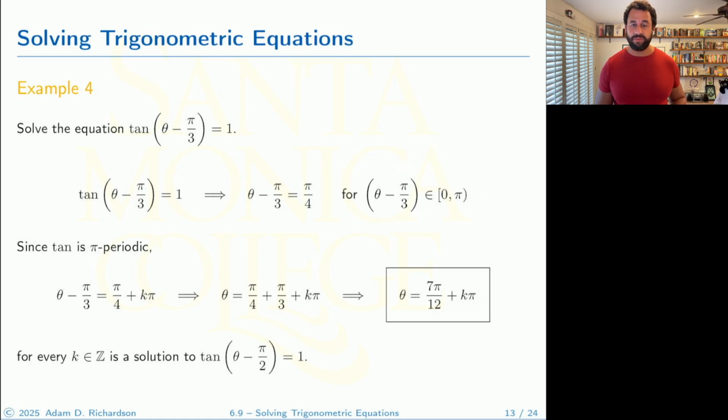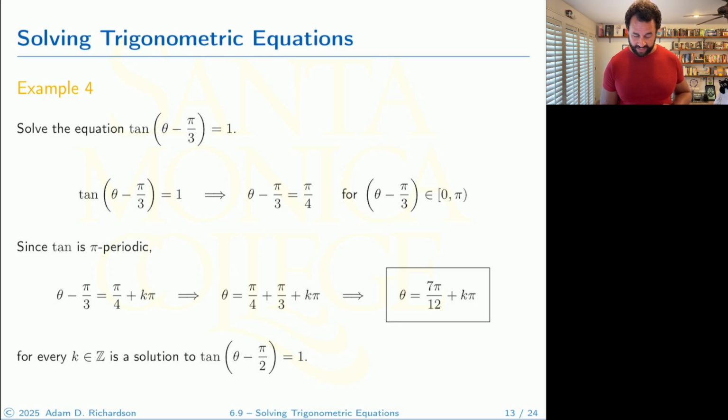Now, tangent is pi periodic, so we're going to have to account for that pi periodicity. But the thing I want to point out, first of all, is we only solved for that being equal to pi over 4. We said what angle has a tangent of 1, and the answer is pi over 4. Now, because tangent is pi periodic, we need to add integer multiples of pi to that, just like so, because it's pi periodic.